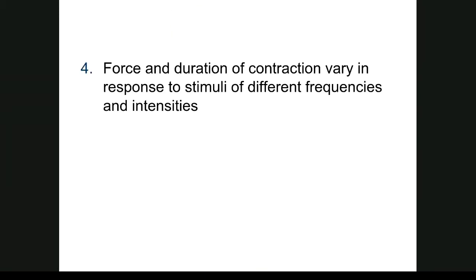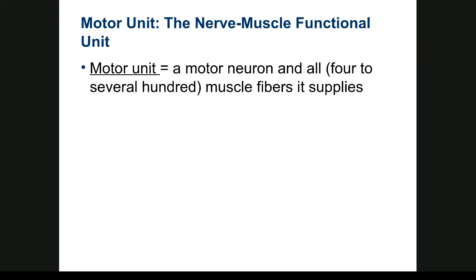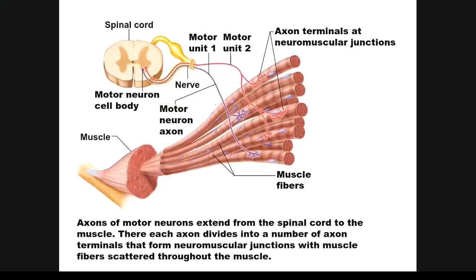Now, force and duration of contraction vary in response to stimuli of different frequencies and intensities. A motor unit is a motor neuron and all of the muscle fibers which it supplies. Now, it may be small or large. So this is a spinal cord cut in half here. This is the dorsal side, this is for nerve stimulation coming in. This is the ventral aspect, and it's motor signals going out. So one motor unit is going to go out and stimulate this fiber, this fiber, this fiber, and then another one will consist of this fiber and this fiber.